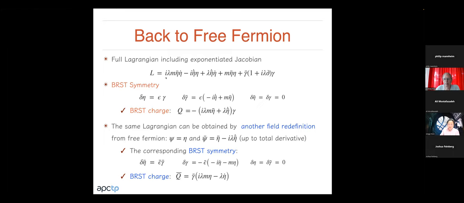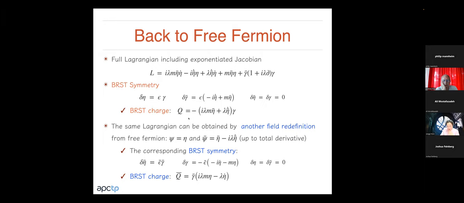And in our example, I will show explicitly how this reproduces the original Hilbert space. So you have this deformed, changed Lagrangian, and you exponentiate the Jacobian by using this bosonic field. And then it has this BRS symmetry, and you can evaluate the BRS charge here.